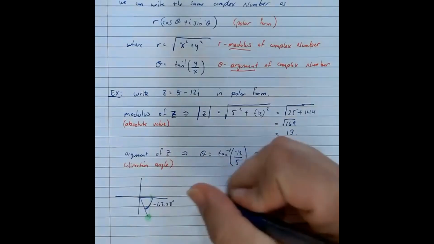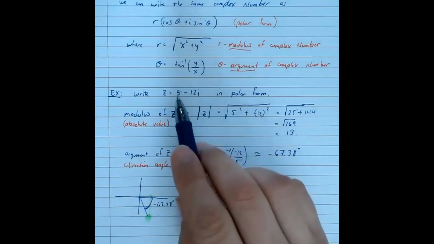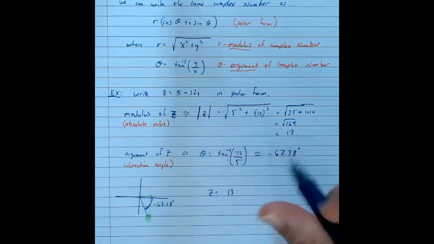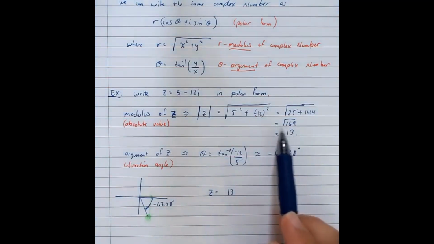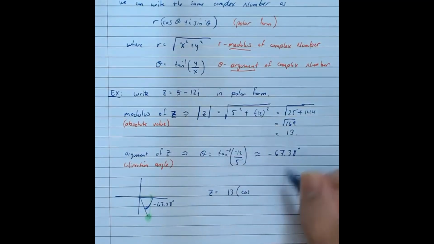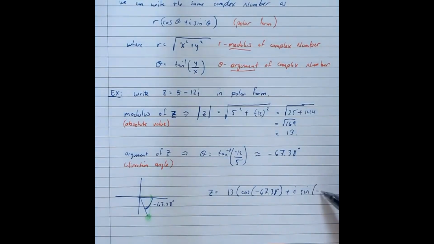So here we can write z, which is that number up there, 5 minus 12i. It can also be written as 13, that's your modulus, times cosine of negative 67.38 degrees, plus i sine of negative 67.38 degrees.